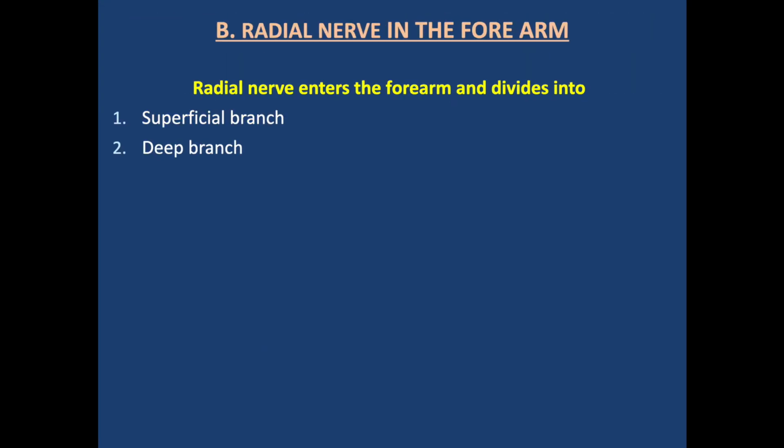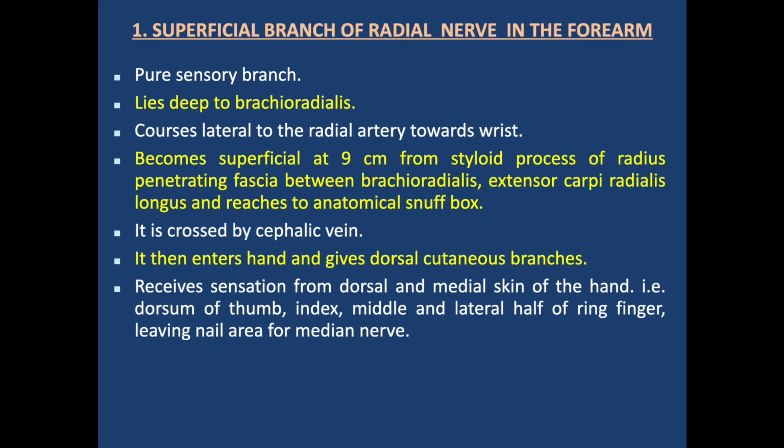Radial nerve in the forearm. Radial nerve enters the forearm and divides into superficial and deep branches. The superficial branch of radial nerve in the forearm is purely sensory. It lies deep to the brachioradialis muscle. It courses lateral to the radial artery towards the wrist. It becomes superficial at 9 cm from the styloid process of radius, penetrating fascia between brachioradialis and extensor carpi radialis longus, and reaches the anatomical snuffbox. It is crossed by the cephalic vein above the wrist.